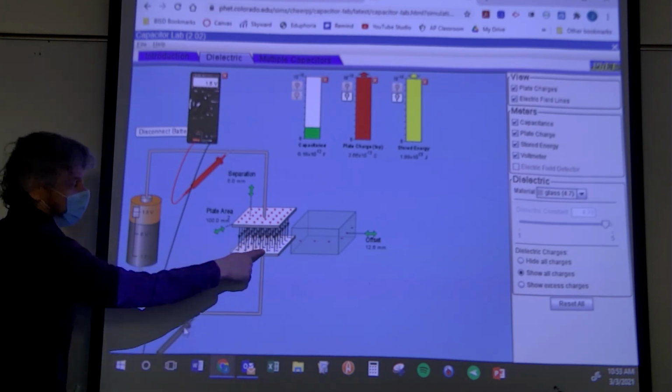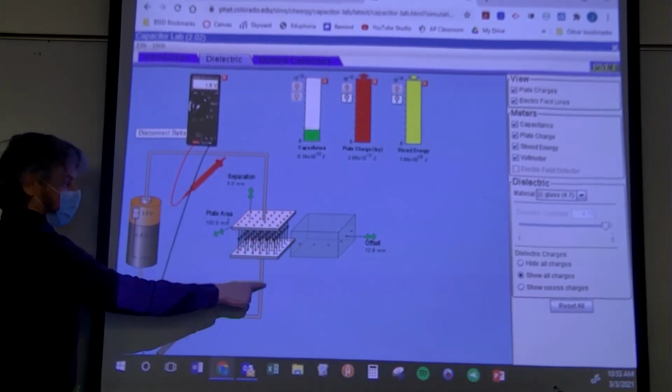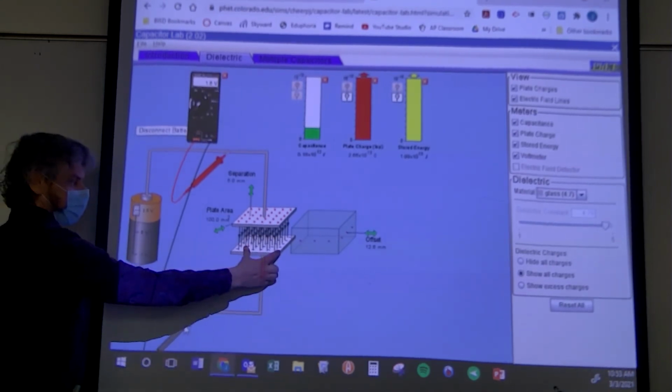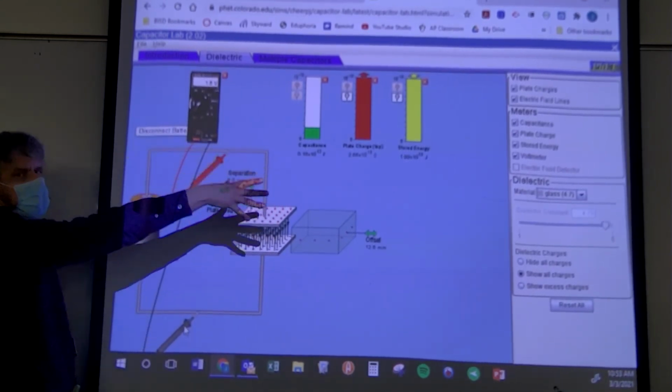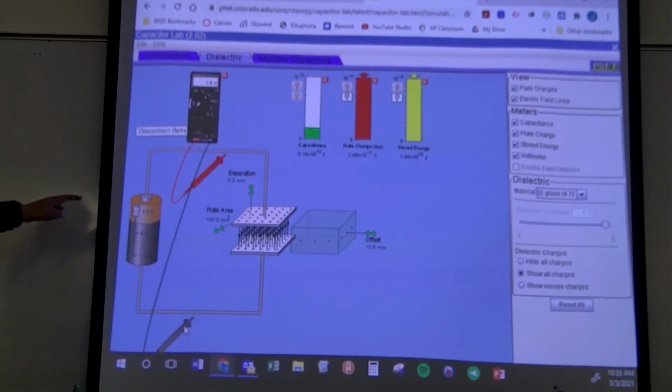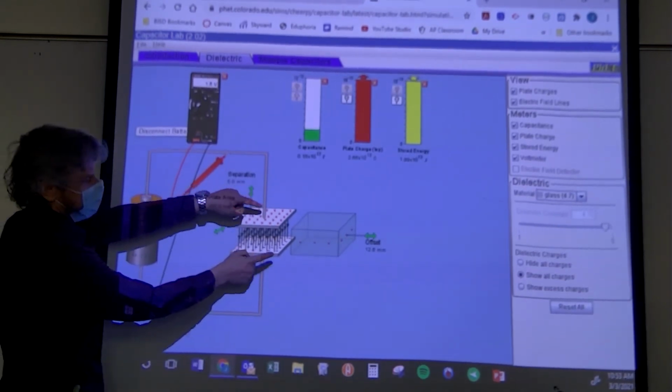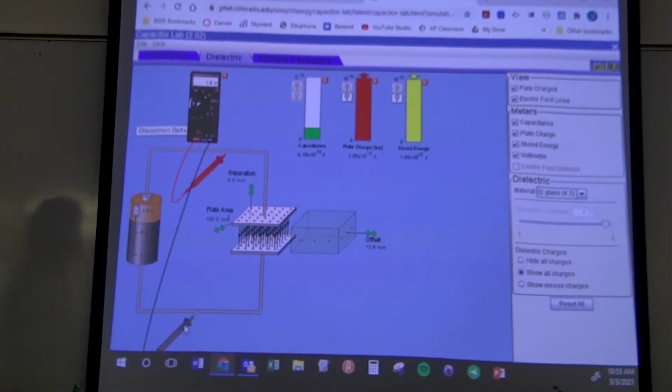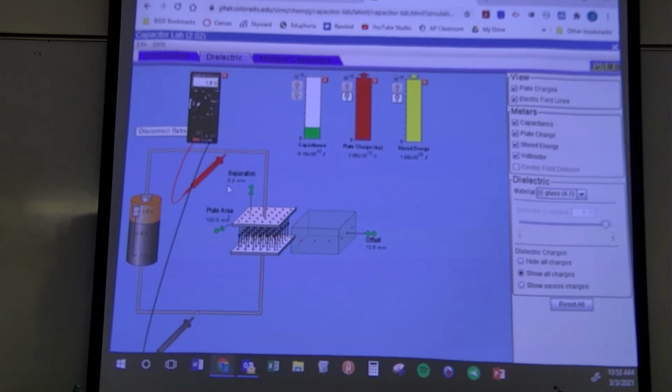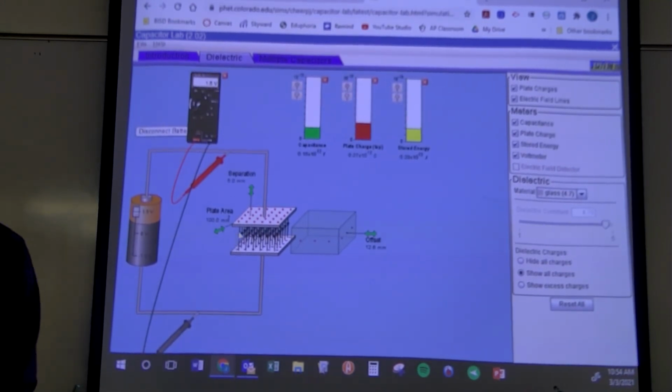Okay, and then everything connected to the negative terminal, to the negative plate, is at 0 volts. Everything here is at 1.5 volts. So the potential difference across the battery is 1.5 volts, and the potential difference across the capacitor is 1.5 volts. I have a plate separation of 5 millimeters and a plate area of 100 millimeters squared.